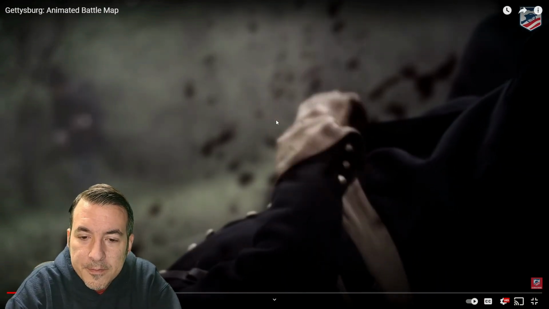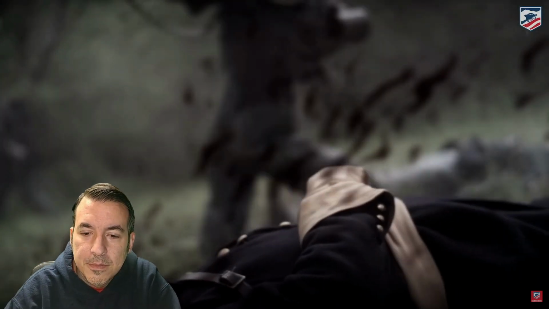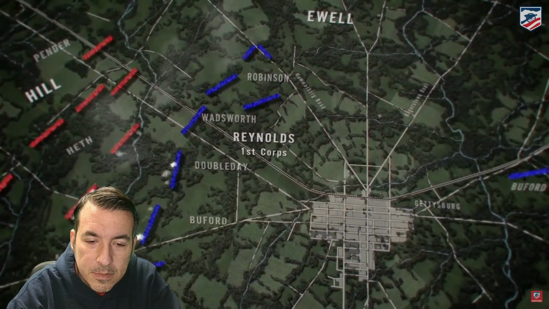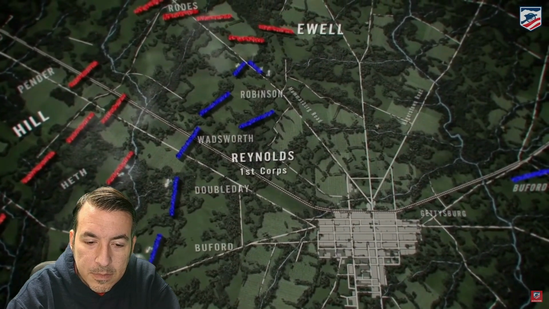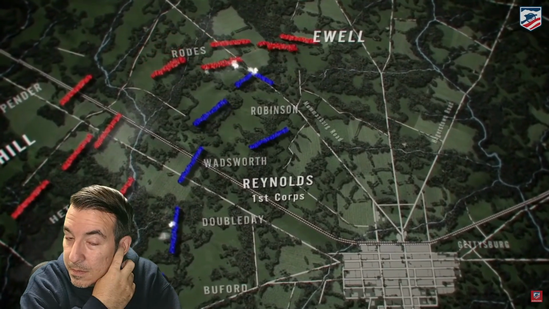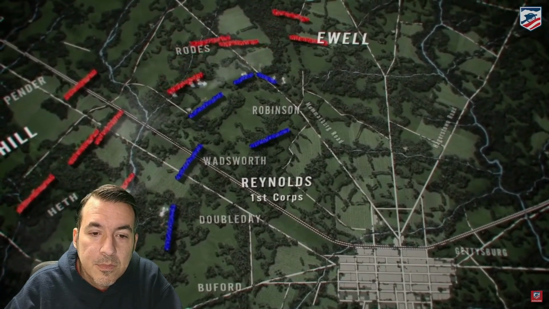Just as the battle begins to escalate, Confederate General Robert Rodes' division arrives on Oak Hill. Though his division is twice the size of his opponent, Rodes' initial attacks are poorly coordinated.